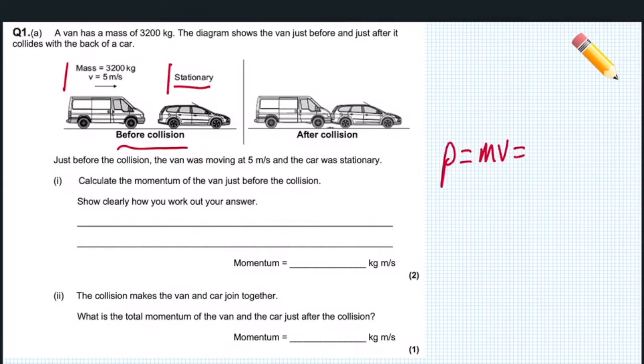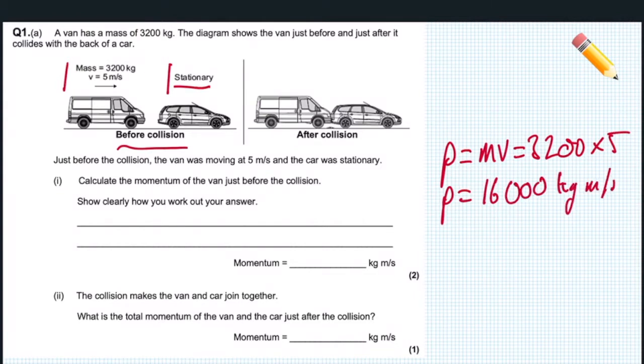Momentum is mass times velocity, which equals 3,200 times 5. Put that into my calculator, and I get a momentum of 16,000 kilograms meters per second. So there's my answer. The collision makes the van and car join together.